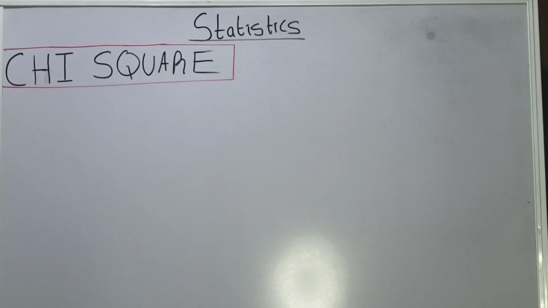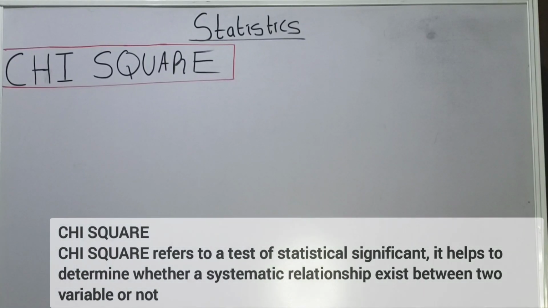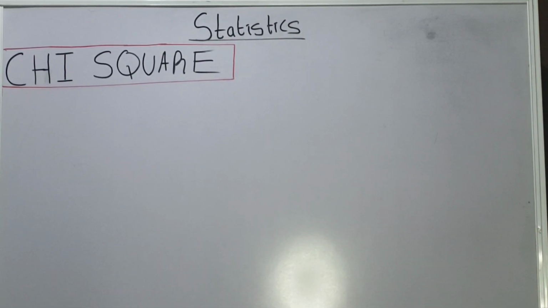In this class, we're going to talk about chi-squared. Before we have any calculation, let's understand what is meant by this concept, chi-squared. Chi-squared refers to a test of statistical significance. It helps to determine whether a systematic relationship exists between two variables or not. Now, chi-squared measures the deviation that exists between two variables. You understand? That is the simple analogy behind this concept.